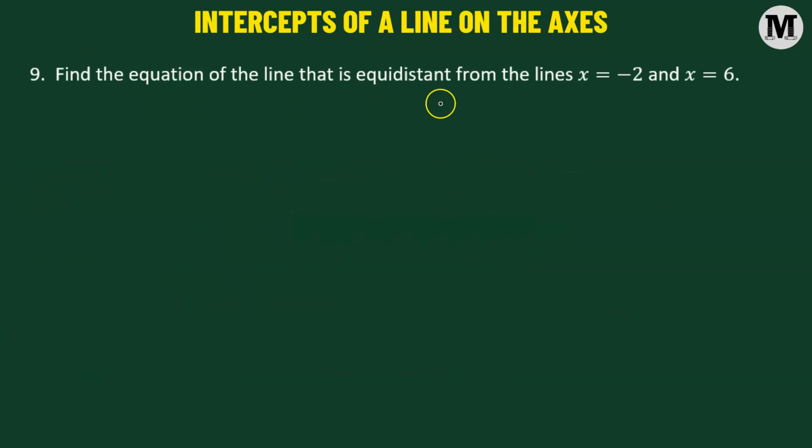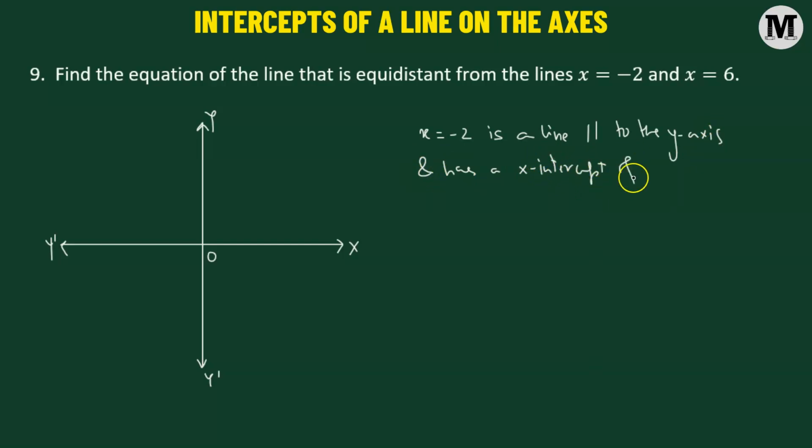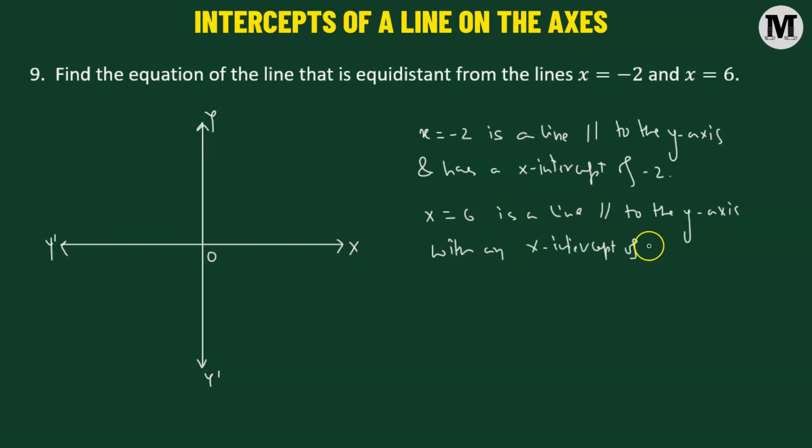Find the equation of the line that is equidistant from the lines x equals -2 and x equals 6. This is a problem that's quite similar to problem number 5. So let's start with the line x equals -2. So x equals -2 is a line which is going to be parallel to the y-axis and has an x-intercept of -2. And the other line given by x equals 6 is also going to be parallel to the y-axis with an x-intercept of +6.